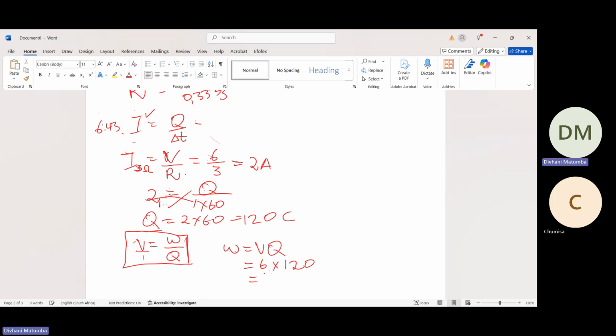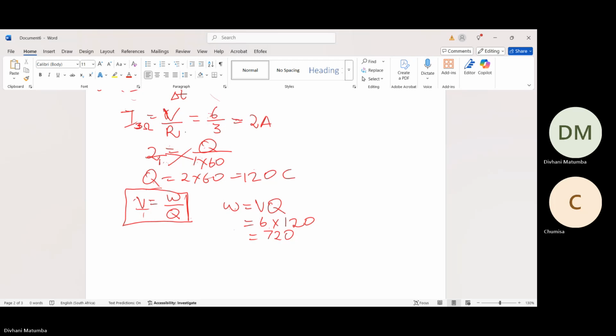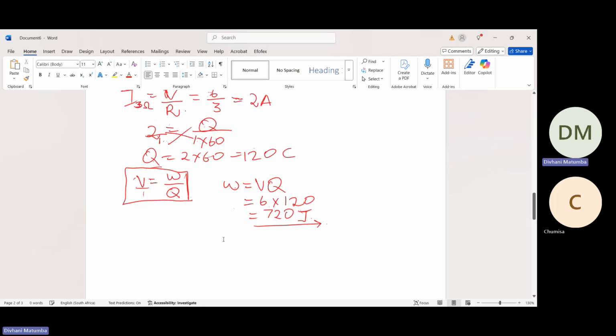Gave us 120. And the units? It will be in joules. Okay, that's perfect.